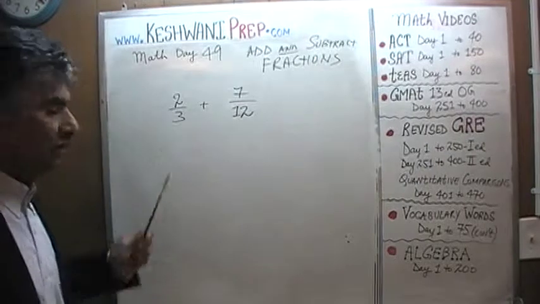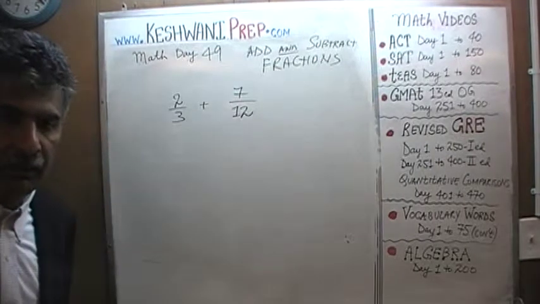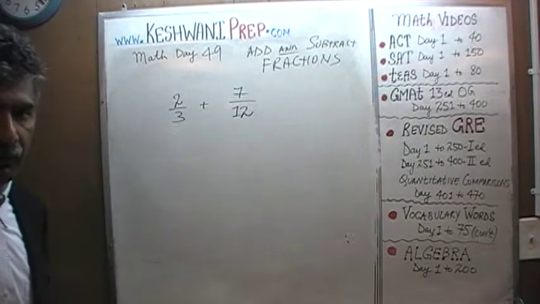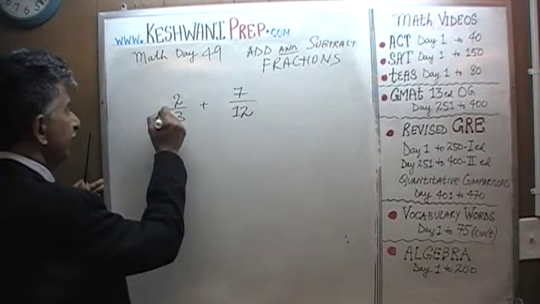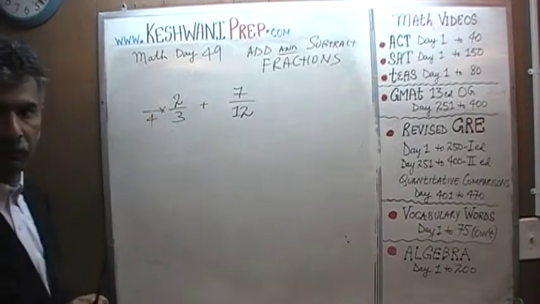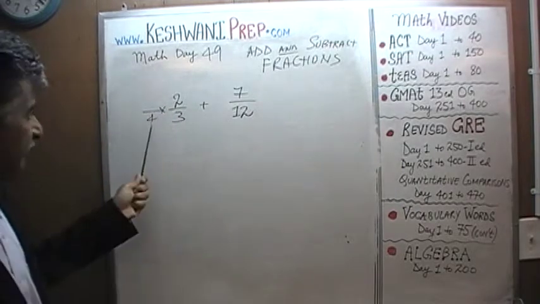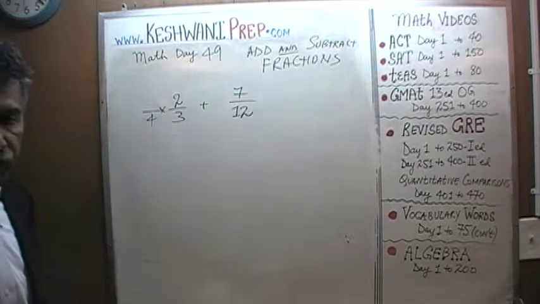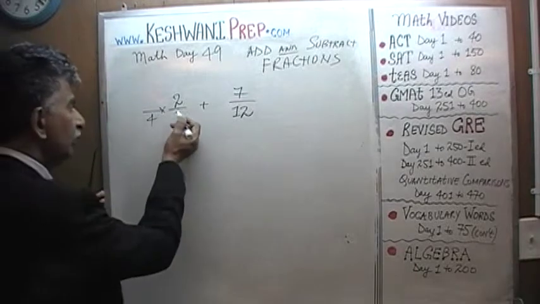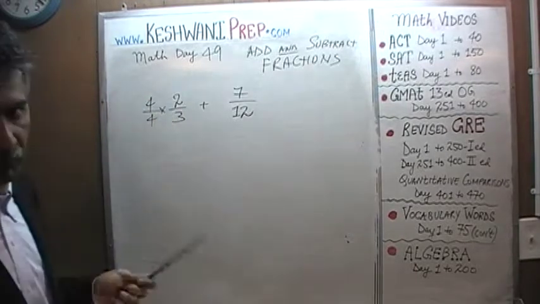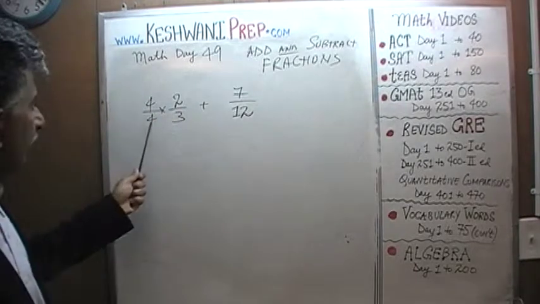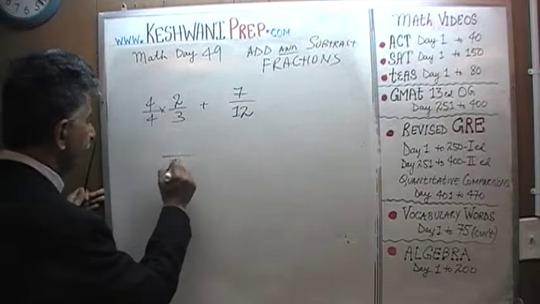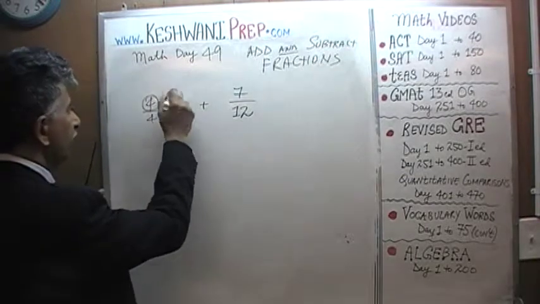So we have to convert this bottom part, this 3, into a 12. How do we do that? Well, if you multiply the 3 by 4, it will become 12. But we can't just leave it like that. If we just multiply the bottom by 4 and do nothing to the top, it's no longer the same fraction. We need to multiply 2/3 by 4 over 4. 4 over 4 is 1, so it doesn't change anything. Here we have 4 times 3 is 12, and here we have 4 times 2, which is 8.